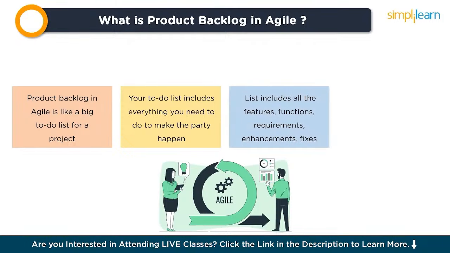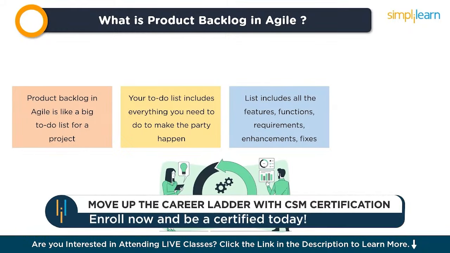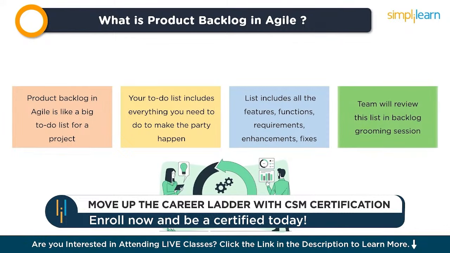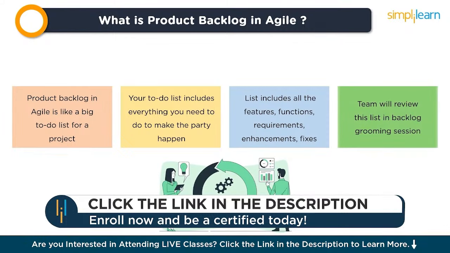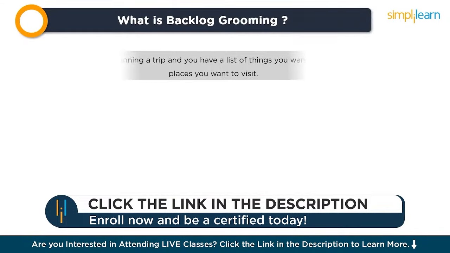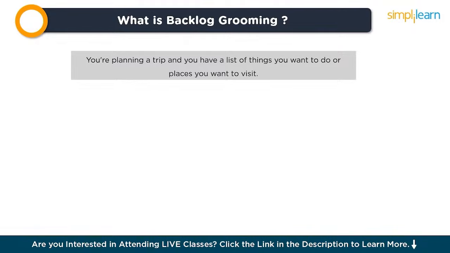In the context of a software project, this list includes all the features, functions, requirements, enhancements, and fixes that need to be addressed to make the final product meet the customer's needs. These items are typically listed in order of priority, with the most important or urgent items at the top of the list. The team working on the project will regularly review this list, often in a meeting called the backlog grooming session. But what is backlog grooming? Let's understand. What is backlog grooming?